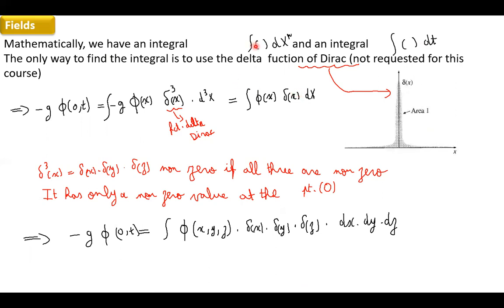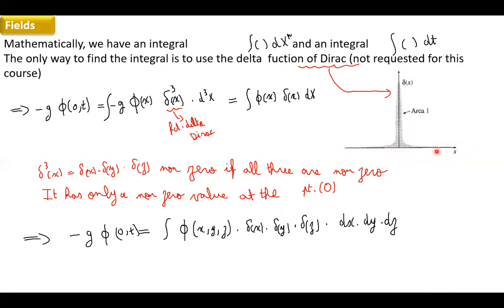The delta function of Dirac is represented here. It is a function that is equal to 0 everywhere except for x equals 0. Only for x equals 0, this function has a very large value, and for all other values of x, it is equal to 0.